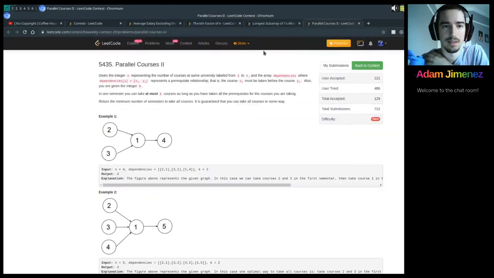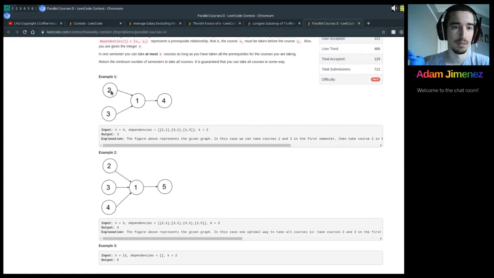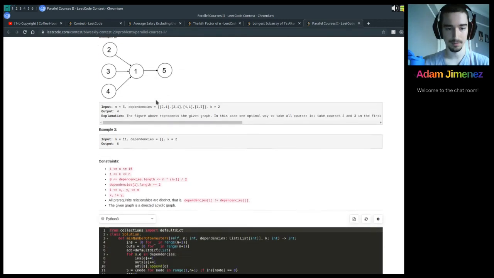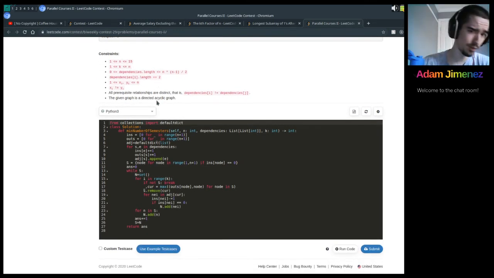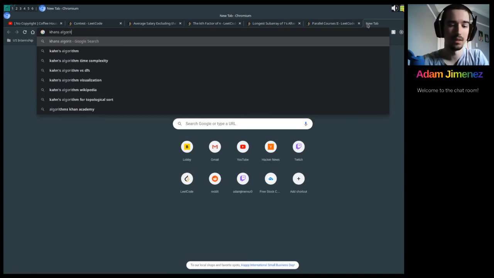Finally, the last question, parallel courses. So here we have a directed acyclic graph, and we want to know how many semesters it would take to complete all the courses. So the only courses we can take at any time are the courses that don't have any dependencies. So in this image it would be 2, 3, and when we complete 2, 3, well, 1 doesn't have any prerequisites, then we can do it, and then 4. So for my solution, I base myself on Kahn's algorithm that follows this same logic.